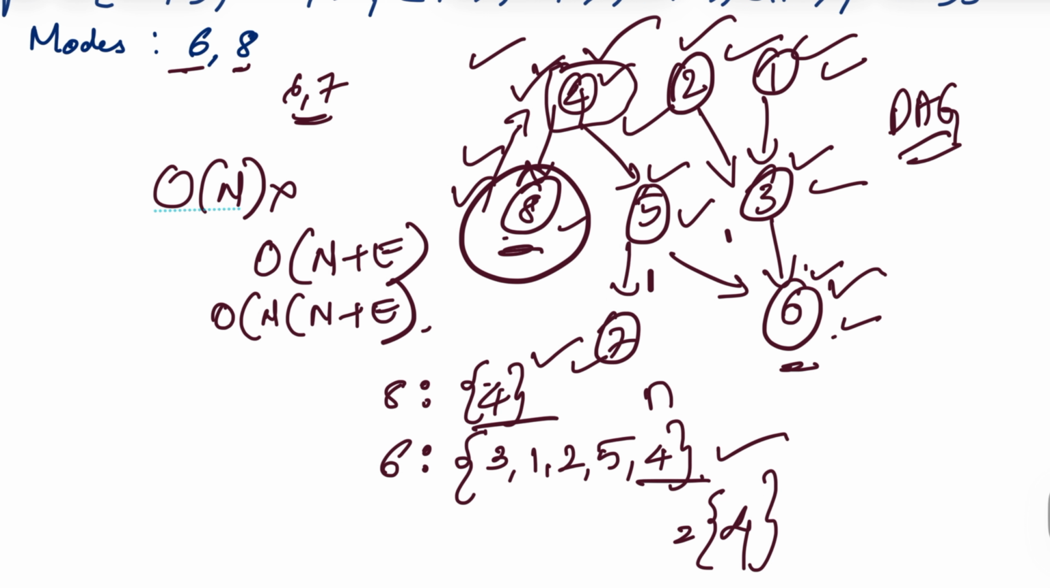If you take 5 and 3 for example, 5 and 3. What are the ancestors of 5? It's just 4, right?